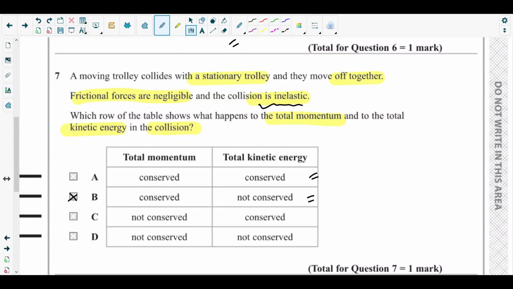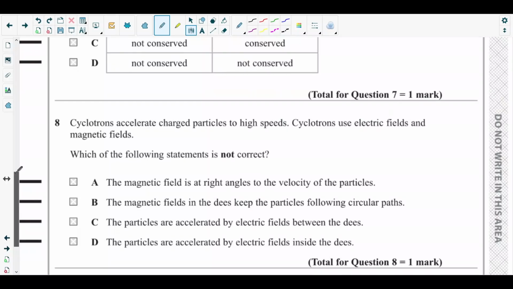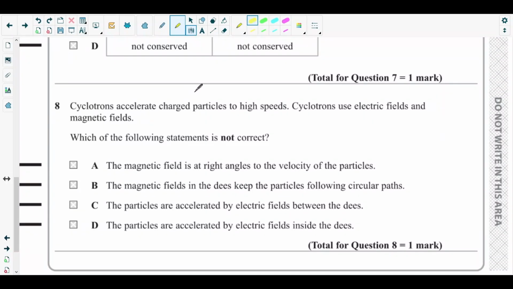Okay, next is MCQ number 8. Cyclotrons accelerate charged particles to high speeds. Cyclotrons use electric fields and magnetic fields. So a cyclotron is a type of particle accelerator that we have learned in chapter number 7 of A2 physics. Which of the following statements is not true, not correct?